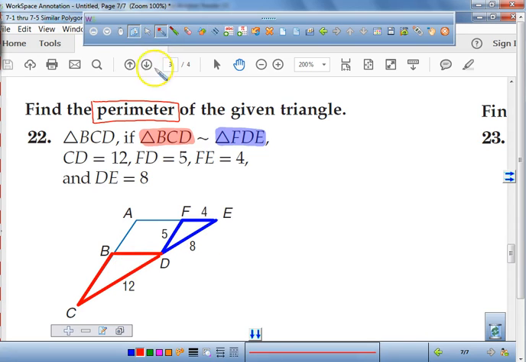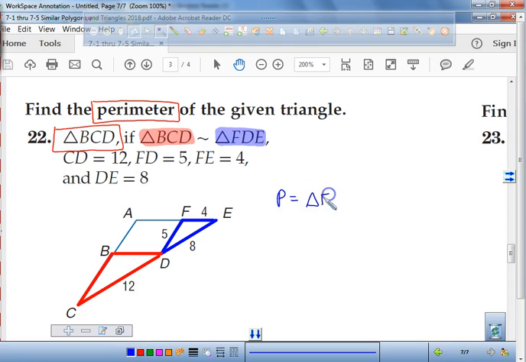Okay? Now, we're going to try to find the perimeter of BCD. First, I want you to find the perimeter of triangle FDE. What is the perimeter equal to? 4 plus 5 plus 8. That's 17 what? 17 units.